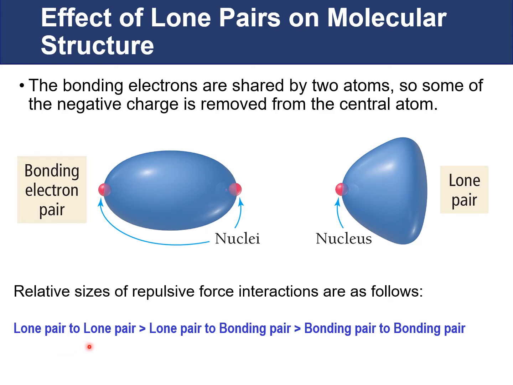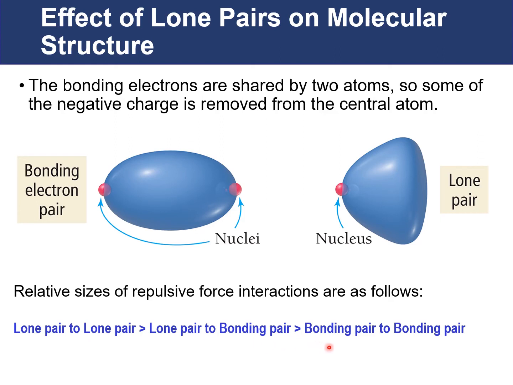If you have two lone pairs interacting with each other, this is the strongest repulsion force. So a lone pair to lone pair interaction is going to be the strongest repulsive force. They will try to push as far away from each other as possible. Lone pair to bonding pair, so that would be a lone pair of electrons interacting with a pair of bonding electrons somewhere else attached to the central atom, will have a stronger interaction than bonding pair to bonding pair, but a weaker interaction than lone pair to lone pair.